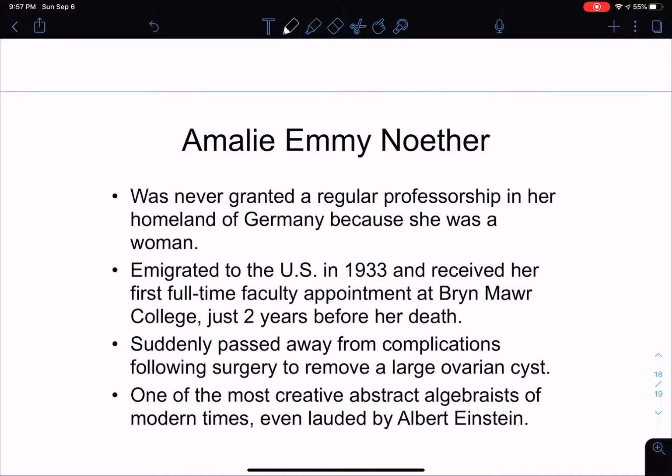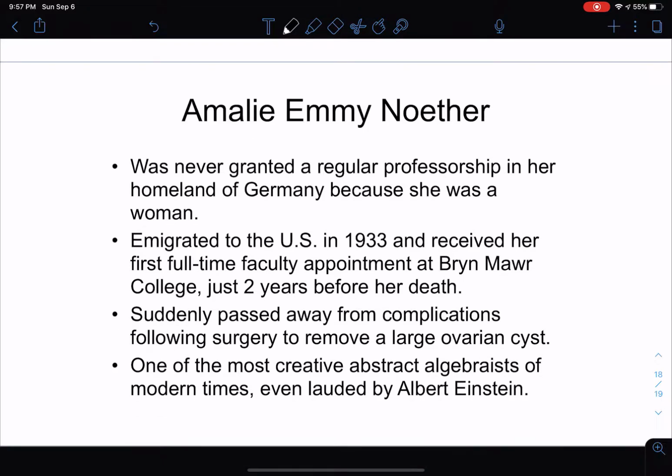She was German, and she was never granted a regular professorship there because simply she was a woman. That was an era where women weren't allowed those kinds of things, and not just in Germany, but all over. In 1933, she was able to come to the U.S., and here she was able to actually get a faculty appointment. Unfortunately, 2 years later, she suddenly passed away when she had surgery for a large ovarian cyst and then had complications from that surgery. Really sad, tragic loss because she was one of the most creative abstract algebraists of modern times, in the words of Albert Einstein. So I want to add her to your mathematician list too.